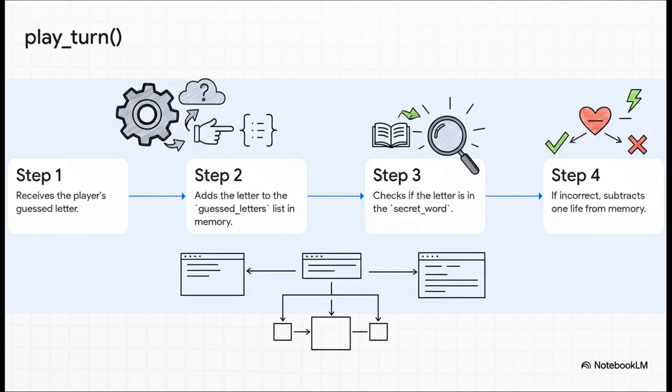And then we've got Play Turn. This worker's whole world revolves around processing one guess from the player. It takes the letter you typed, adds it to the list of guessed letters in memory, and then checks if it's in the secret word.